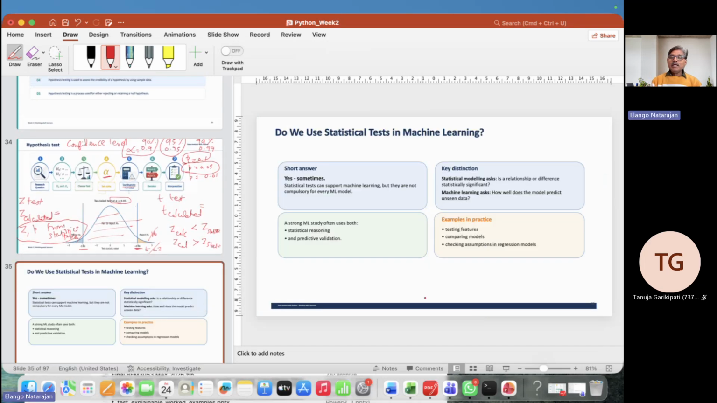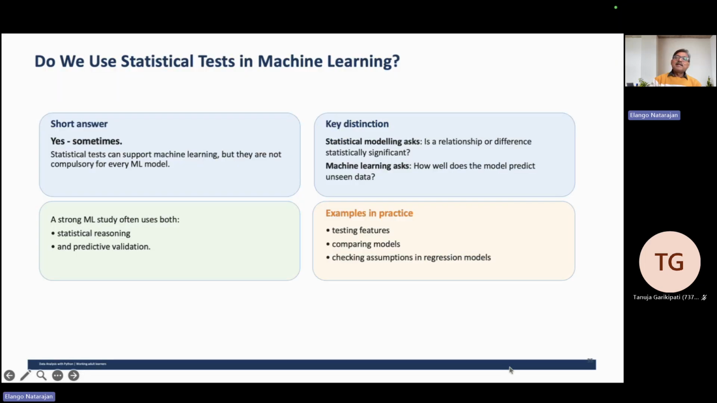All right. So now my question is, do we need statistical tests in machine learning? The answer is yes, sometimes we need. But I don't say we use statistical tests always in our machine learning, because the priority in machine learning is different. But it is better to use statistical tests in our machine learning as well. A strong machine learning study will often use both statistical reasoning and predictive validation.